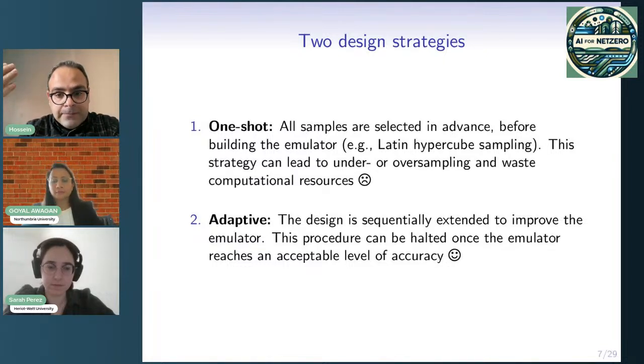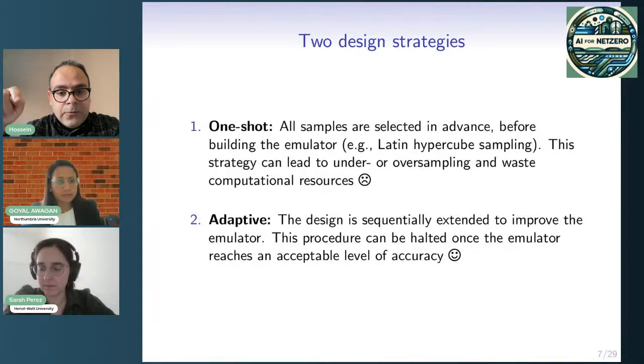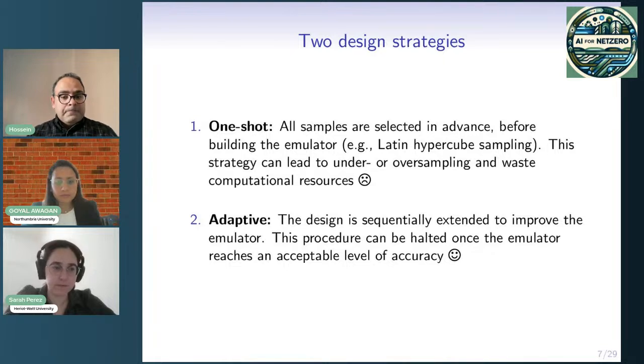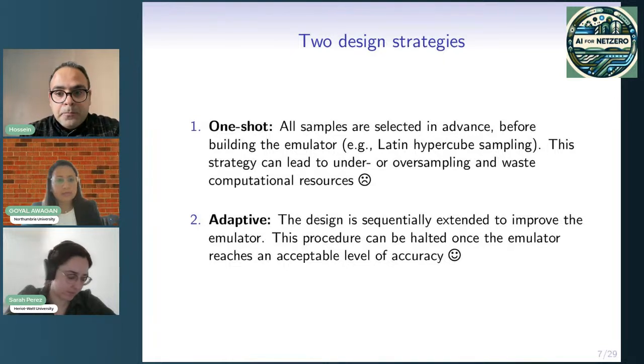On the other hand, an adaptive design doesn't suffer from this problem, and I'll explain this approach more. In an adaptive design, we select the samples sequentially to improve our emulator. Of course, since this is a sequential process, we can stop expensive sampling as soon as we reach a desired accuracy. So with this, we can save our computational resources.